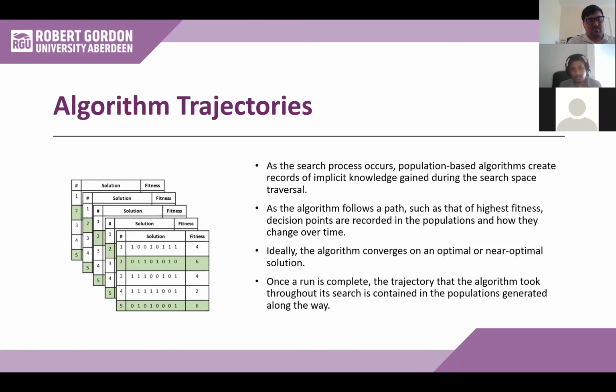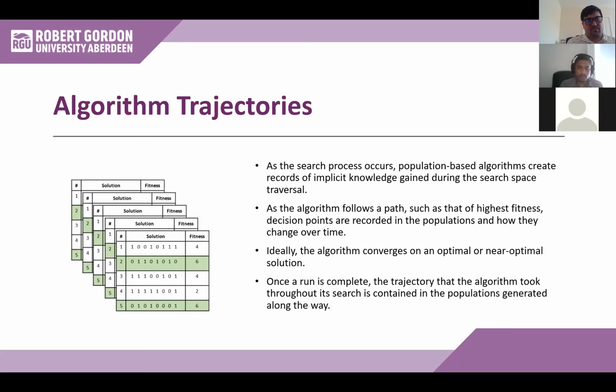So when we look specifically at algorithm trajectories as a source of these statistics and this ability to pull out values, what we're really talking about here, as I said, is that with population-based algorithms, you have a record of the implicit knowledge gained throughout the entire journey of the optimization process.